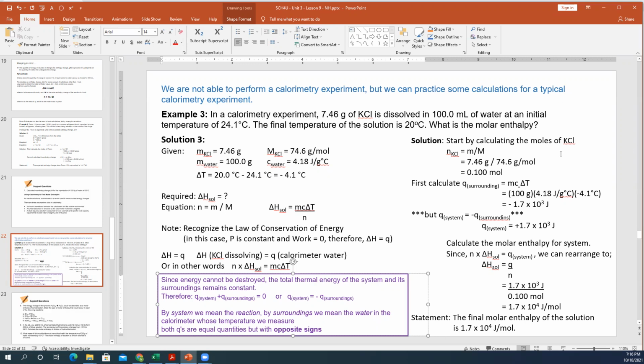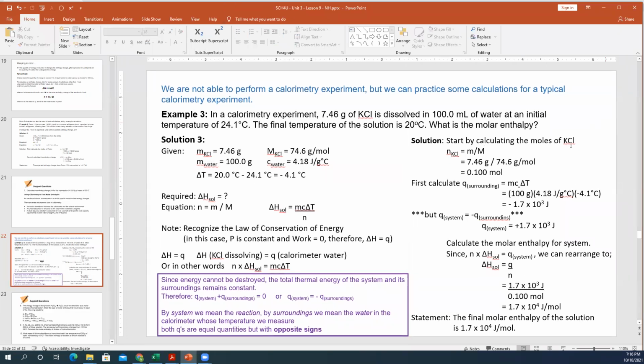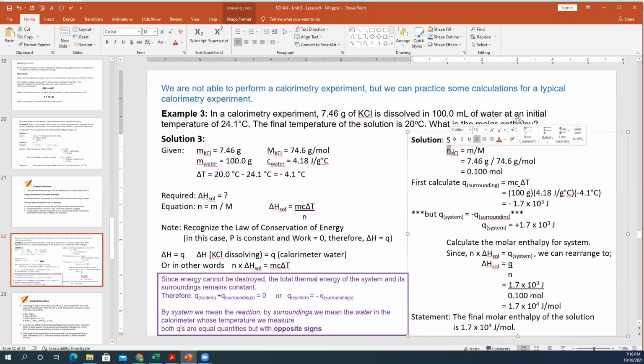So let's start by calculating how many moles of this potassium chloride we have. So the number of moles, n, of potassium chloride.